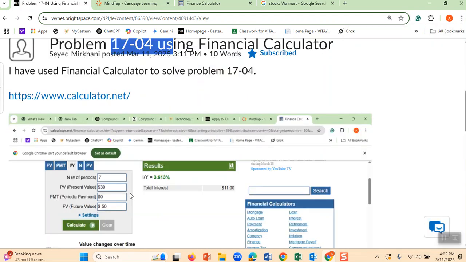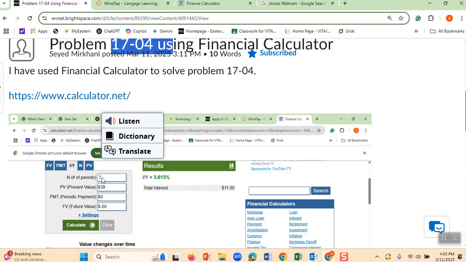Number 4, it says that you put $39. Do you see here PV 39? You bought some shares of my company for $39, and you put your money for 7 years. Do you see this number 7 here? And then after 7 years, your mutual fund can be sold. The net asset value of the fund that you can sell is $50. I put negative 50. We want to see what kind of return you had.